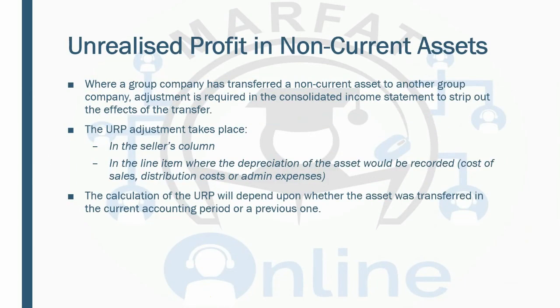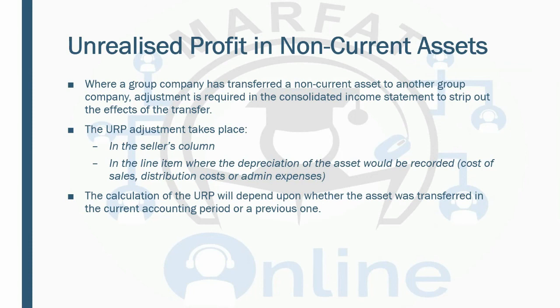Now, unrealized profit in the non-current assets. We have already discussed this when we were doing the consolidated statement of financial position: if there is a transfer of a non-current asset between the parent and the subsidiary, there is going to be unrealized profit which should be removed. If the parent is the seller, it should be removed from working number 5. If the subsidiary is the seller, it should be removed from working number 2.